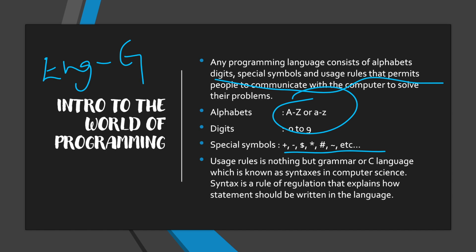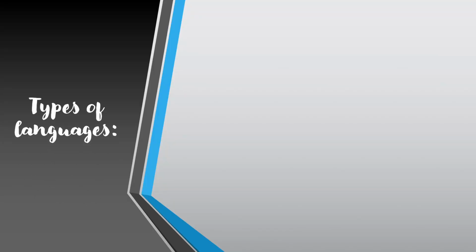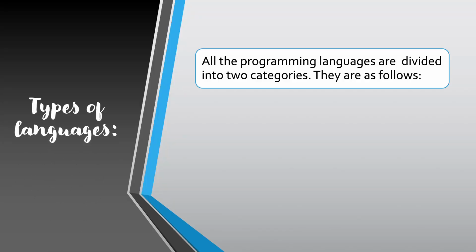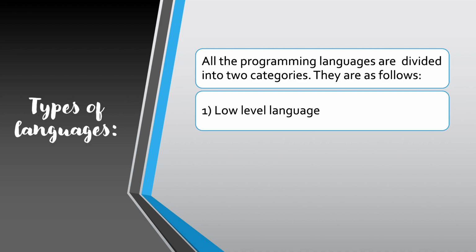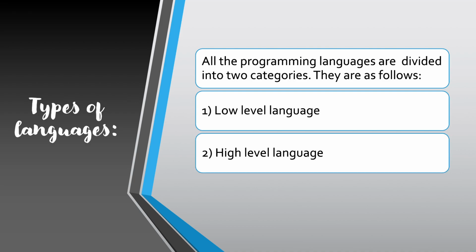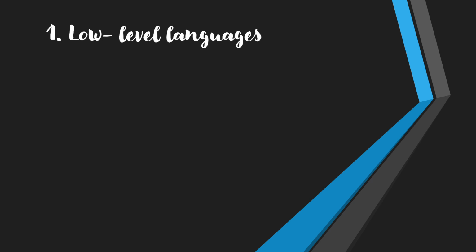Next, what are types of languages? Any programming languages are divided into basically two types. They are as follows: low level language and high level language. Actually, there is another level of language, that is middle level language. We'll come to know about that in further classes. Firstly, let's learn about low level language. What is low level language?